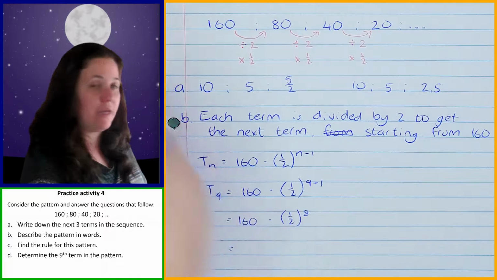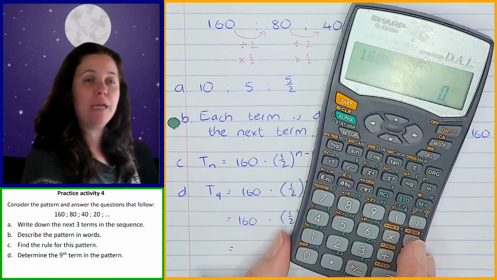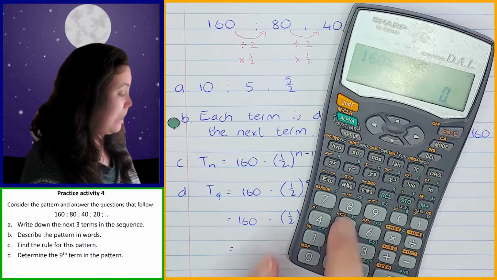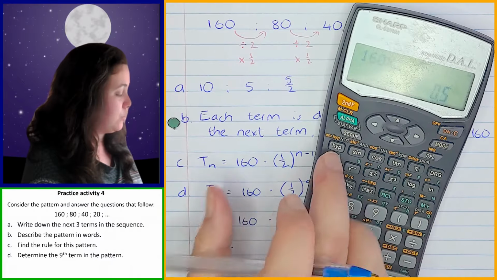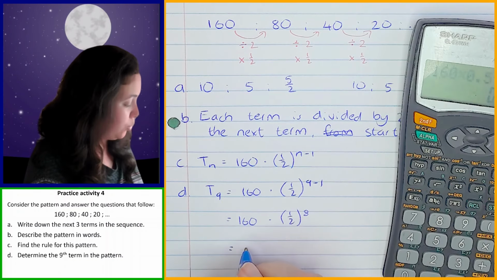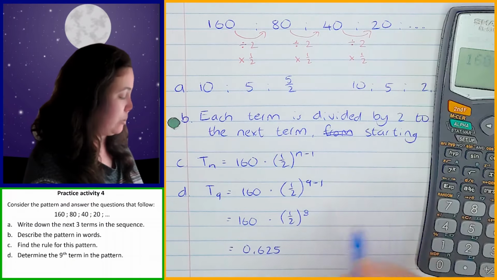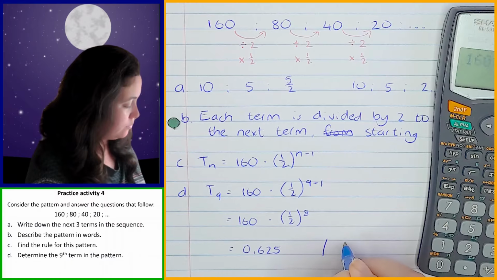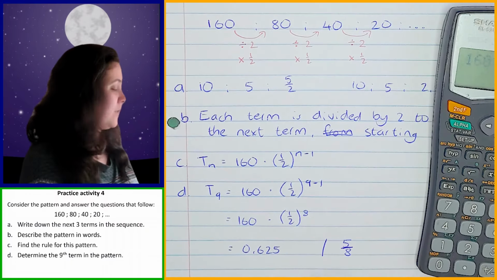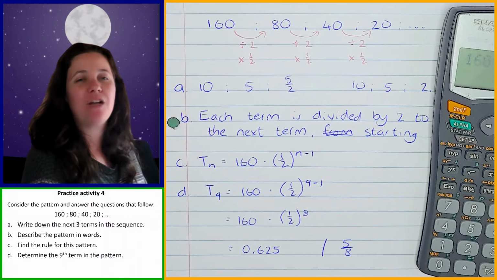And now we can go and work that out. So 160 times, I'm going to put in a half as 0.5 because it's easier to type, to the power of 8. And that gives me 0.625. So that's one way of writing it. You could also write it as 5 over 8 as well if you want to. So either way is fine. And that's what you should have got for that question. And that is how we work with patterns that have a constant ratio.